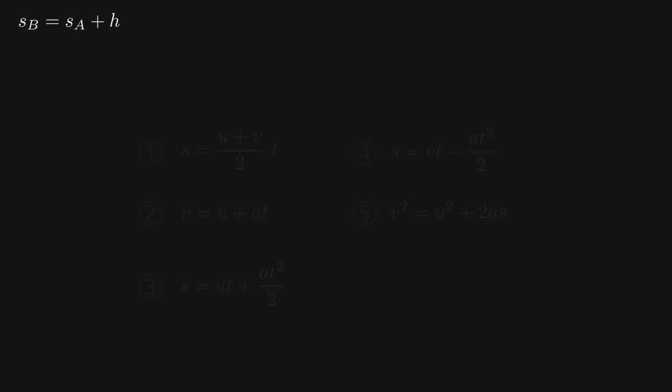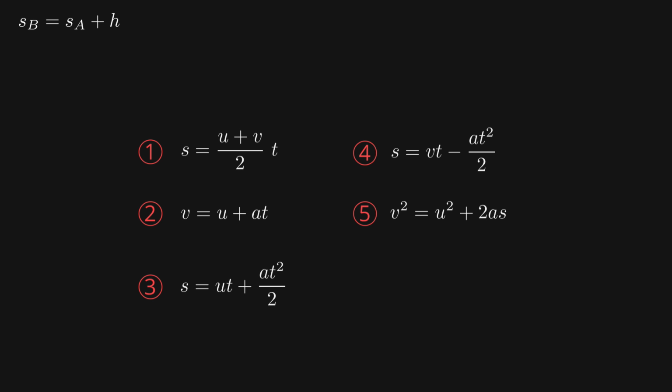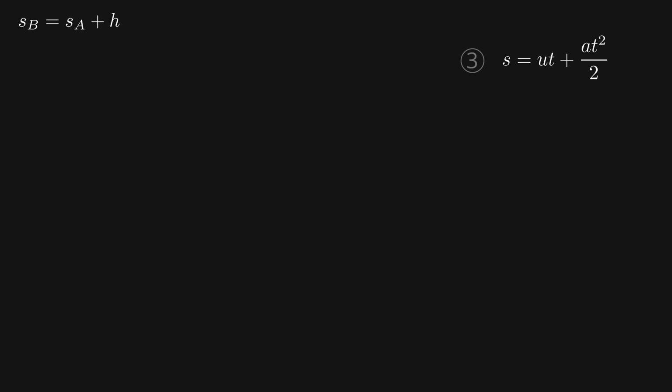So now that we have this, we'll want to select an equation that solves for displacement and also contains our two known variables, initial velocity and acceleration, as well as the variable we're trying to find, which is, once again, time. Equation number 3 is the only one which fits the criteria, so we will grab that one. We can now use equation 3 to substitute in for displacement A and displacement B. We've now successfully arrived at an equation with time as the only unknown variable, so we can get to work solving for it.